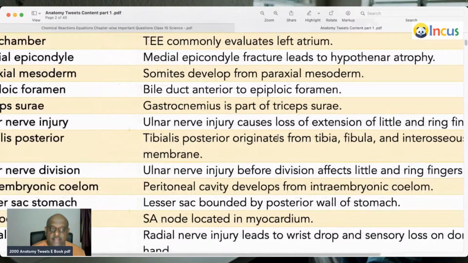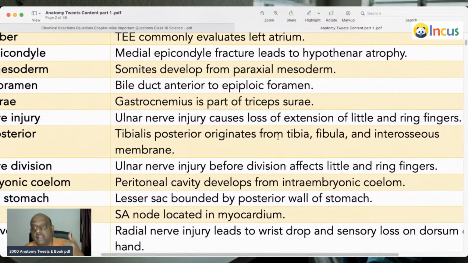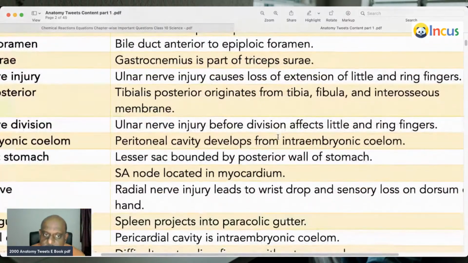Tibialis posterior, how does it originate? Tibia and fibula and the interosseous membrane between the two bones give origin to the tibialis posterior muscle. Ulnar nerve injury typically affects the little and ring fingers.